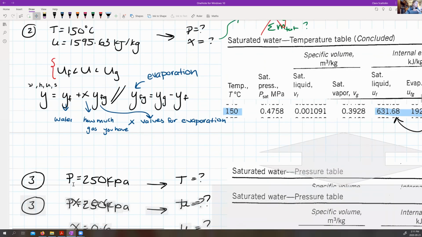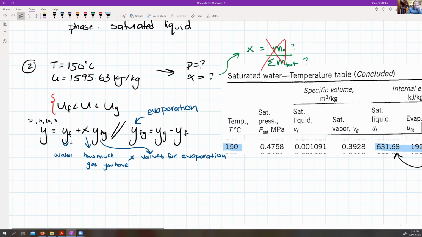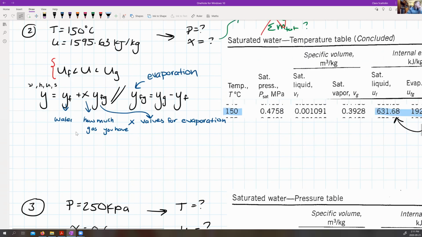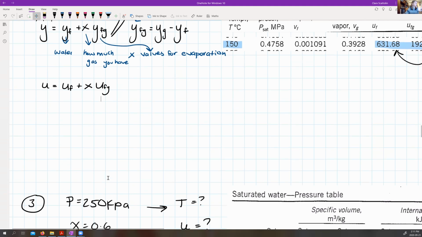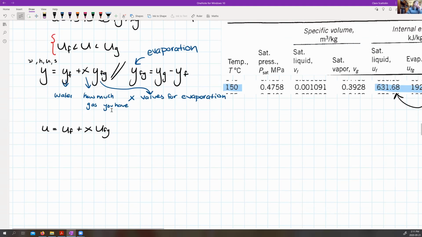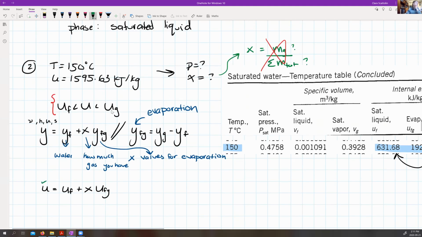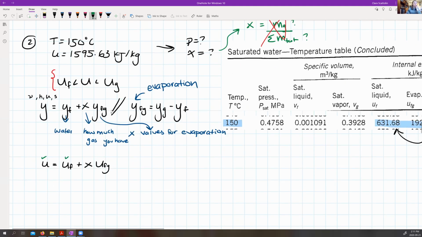Give myself a little bit more room. So if I look at what's given to me, let me write this equation down for values of U. U is going to be equal to UF plus X of UFG. If I look at what's given in the question, what I'm given is U, the total internal energy of my substance. UF, I can get out of the table. UG, I can get out of the table. X, I don't know, so I can solve for it.